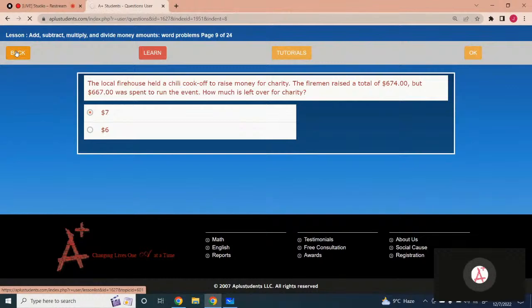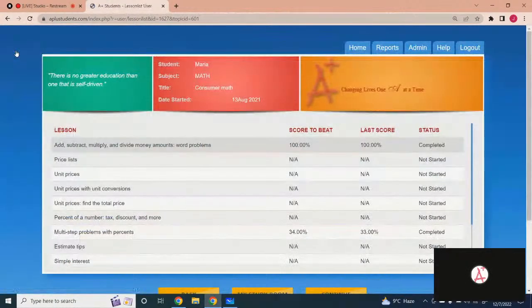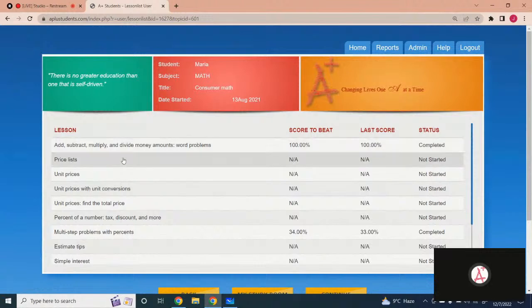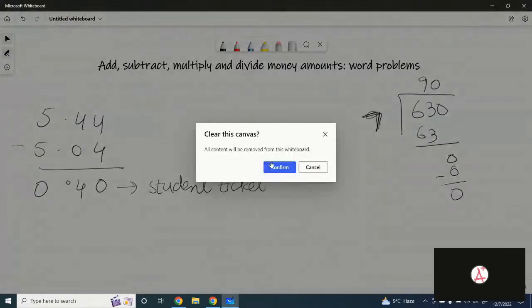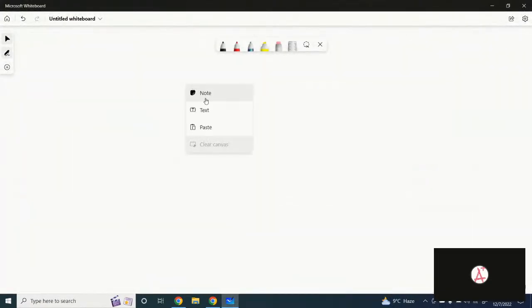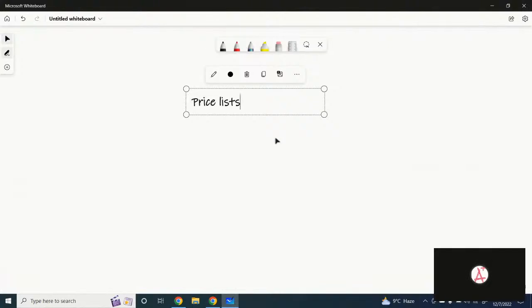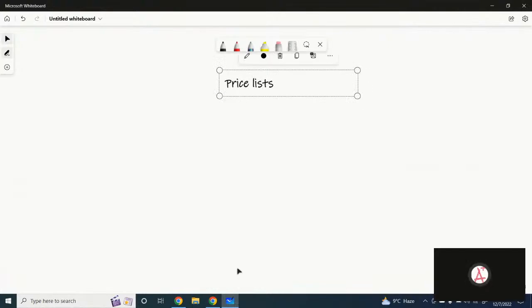Okay, you can complete the test by yourself later today. Let me just move on to the next topic. That would be the price lists. Let's just start with a new topic, that is the price list. Okay, let's just start with the test.